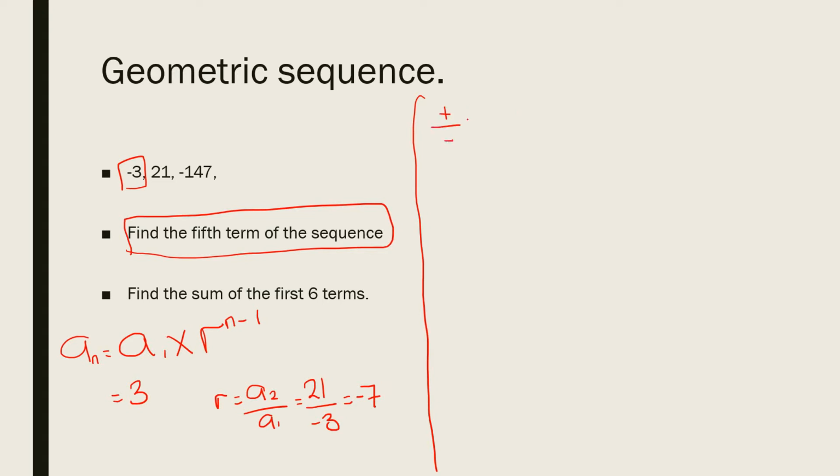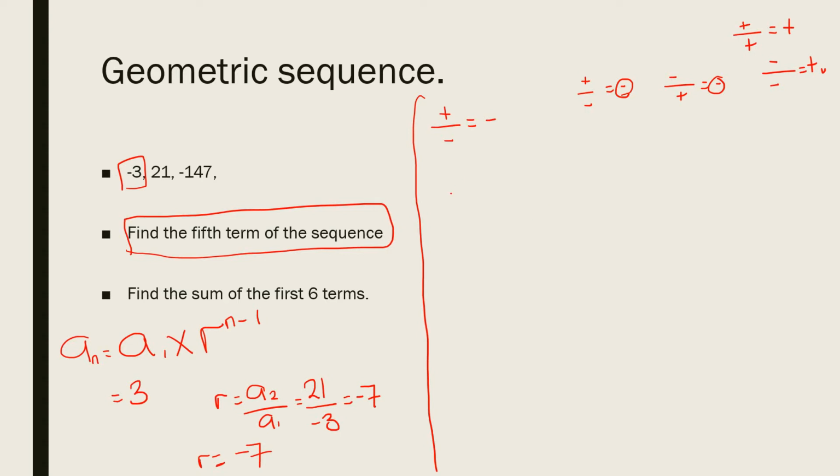Remember, positive divided by negative will always give you negative. When you have two numbers with different signs, positive and negative, the answer will always be negative. So positive over negative is negative, and negative over positive is also negative. Same sign, positive over positive, will give you positive, and negative divided by negative will also give you positive. So 21 divided by minus 3 is minus 7, and our common ratio here is minus 7.